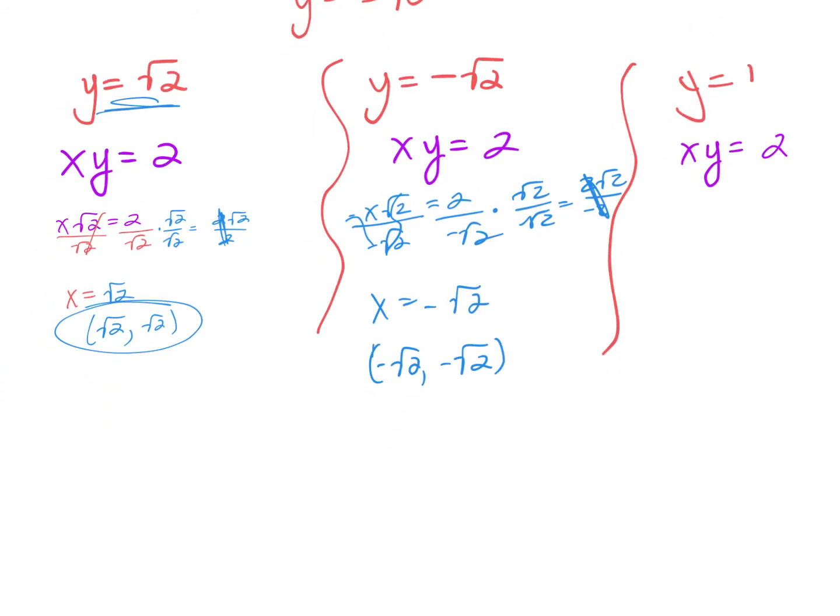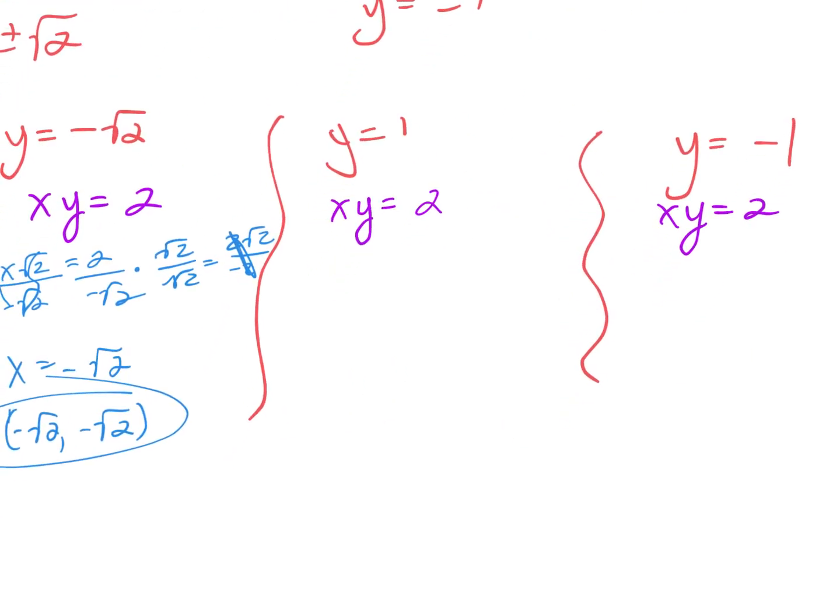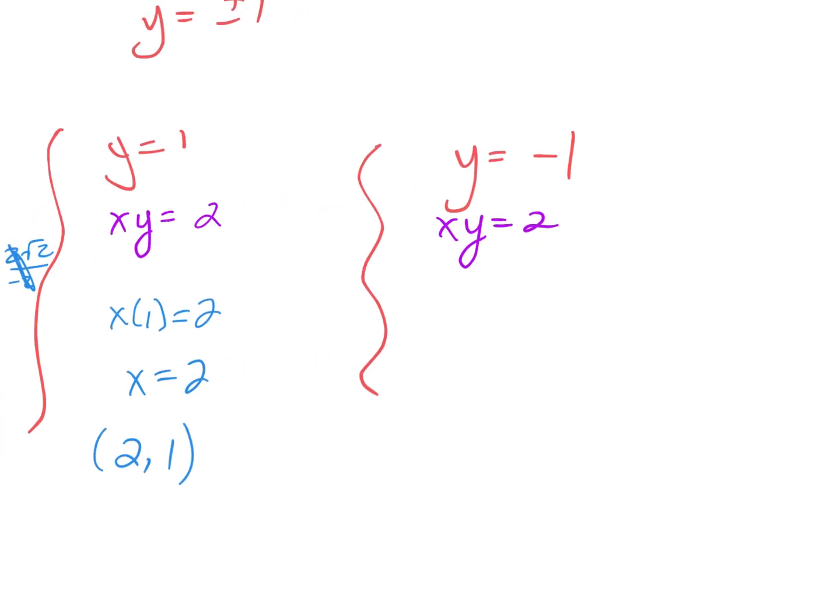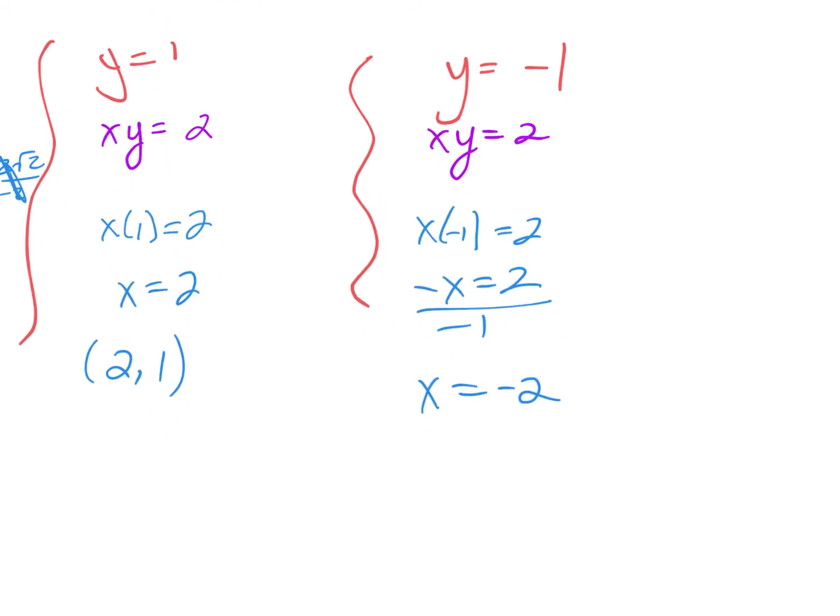Those are the hardest kinds of problems because it's a square root. This one's super easy. If I plug in 1 for y, x times 1 equals 2. So x equals 2. So my ordered pair is 2, 1. You got that one? So x times negative 1 equals 2. So negative x equals 2. Divide both sides by negative 1, and x equals negative 2, right? So negative 2, negative 1.